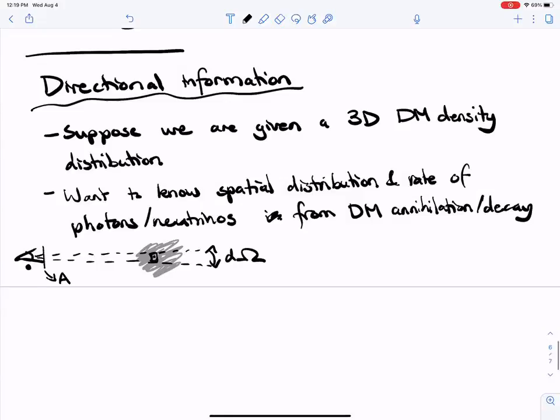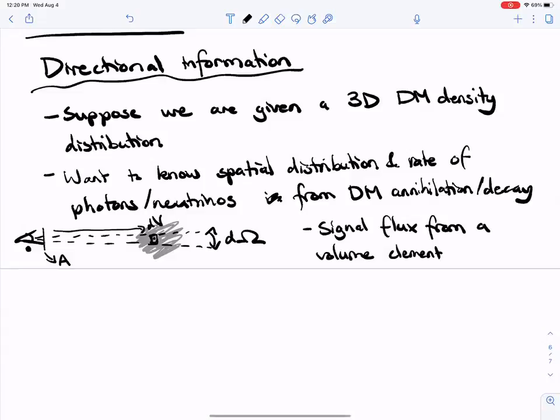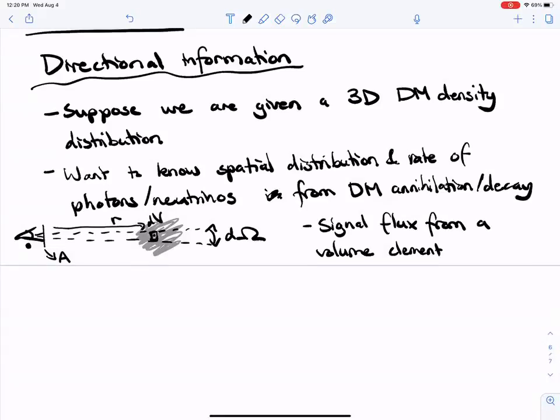Okay. So the signal flux. So we want to consider the signal flux from a volume element. I'll call this dV. I'll say that it's at a distance r from my telescope. Okay, so I'll work in spherical polar coordinates centered at my observation.